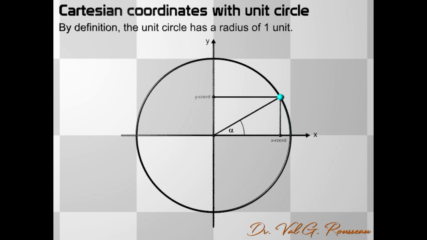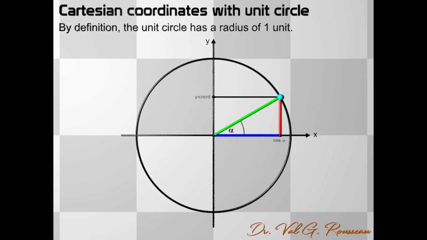But now look what we have. We have a right triangle with a hypotenuse of length 1, an adjacent side whose length is equal to the x-coordinate of the point, and an opposite side whose length is equal to the y-coordinate. By definition, the ratio adjacent over hypotenuse is the cosine of alpha. But since the hypotenuse is equal to 1, this ratio is simply equal to the adjacent side's length. Thus, the adjacent side's length is equal to the cosine of alpha.